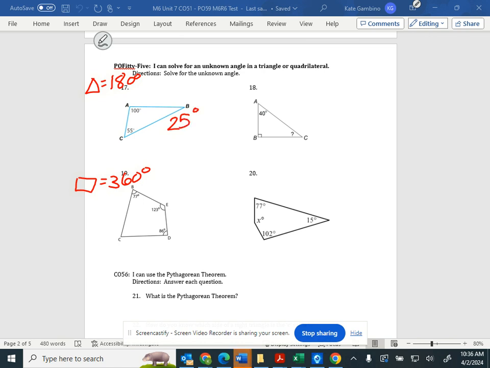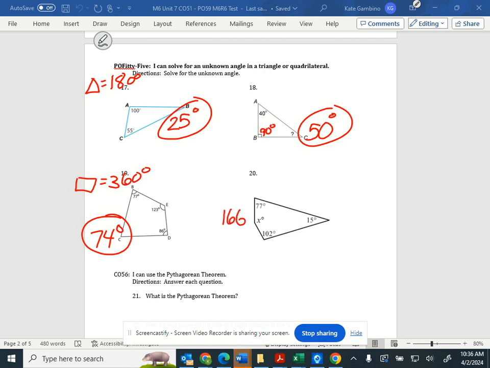For this one, I know that little box means it's 90 degrees. So I need to do 180 minus 90 minus 40, and I'm left with 50 degrees. For my quadrilateral, 360 degrees minus 77 minus 123 minus 86, I am left with 74 degrees. And 360 minus 77 minus 102 minus 15, I am left with 166 degrees.